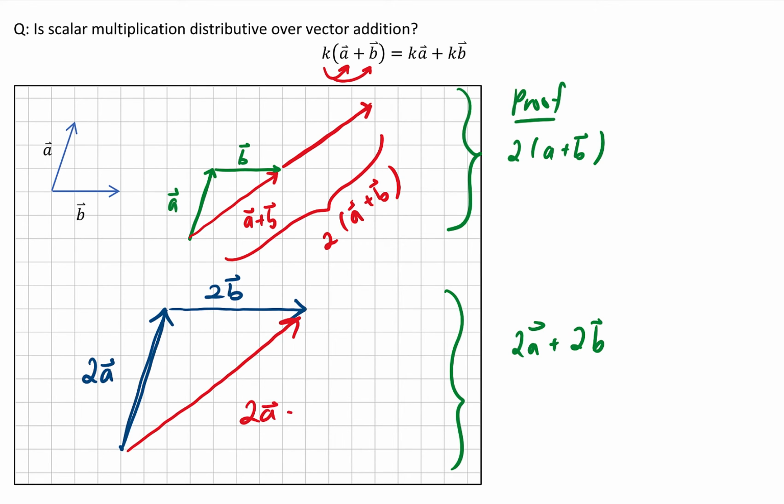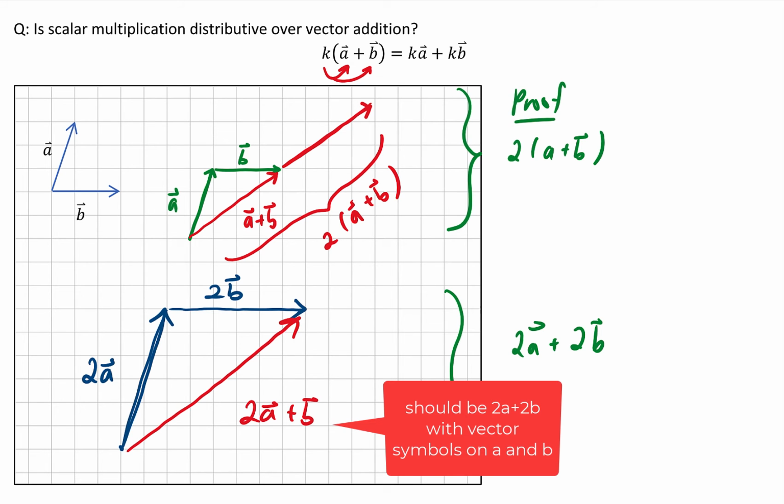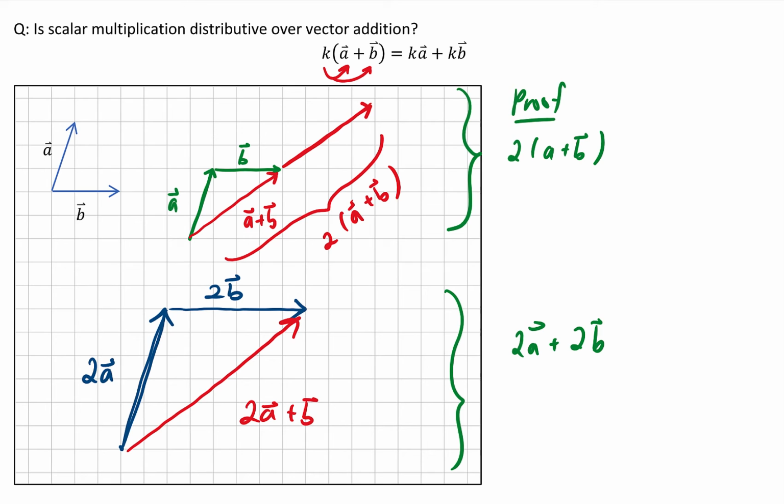That's 2a plus 2b. And now if you look at these two vectors here, so this one right here and this one right here, hopefully they are equal vectors. So let's count. 1, 2, 3, 4, 5, 6, 7, 8 to the right. 1, 2, 3, 4, 5, 6 up. So this goes 8 to the right, 6 up. Let's check. 1, 2, 3, 4, 5, 6, 7, 8. 1, 2, 3, 4, 5, 6.